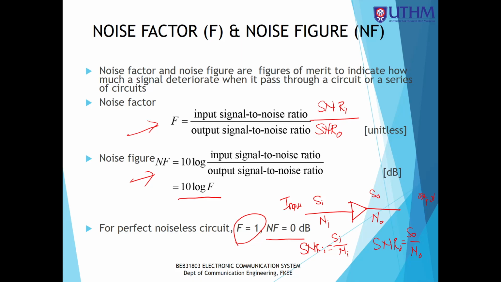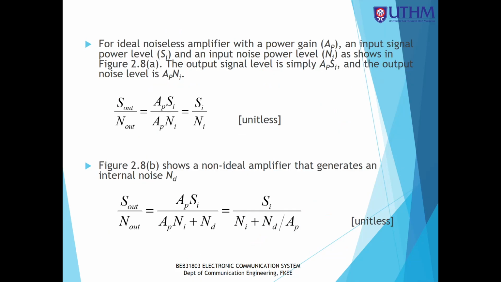So the higher the value of F, the higher the noise factor. The noise will be higher, which will degrade the quality of the transmitted signal. Remember, we want the noise factor to be minimum, close to the value of 1. Menuju ke arah 1. Lagi kecil, lagi bagus.